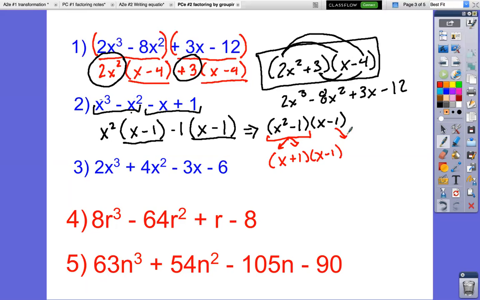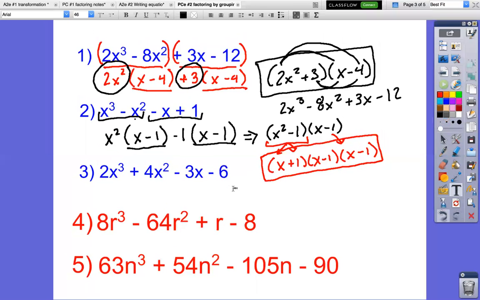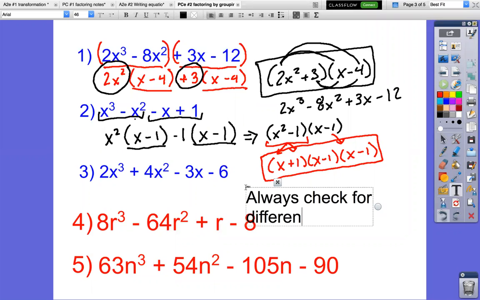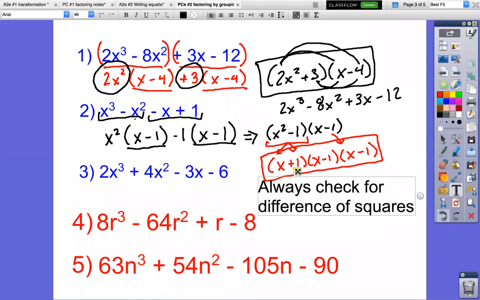And then this one, that's the final answer. So I'm going to type this up real quick just so you guys can see this, but always check for difference of squares. I'm going to erase that in just a minute. But always, always, always check for difference of squares.